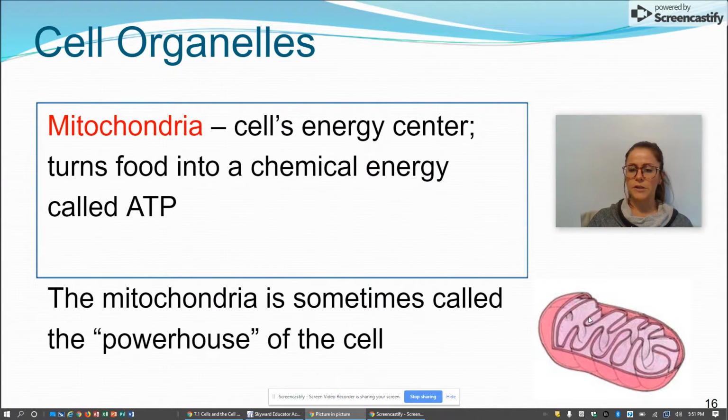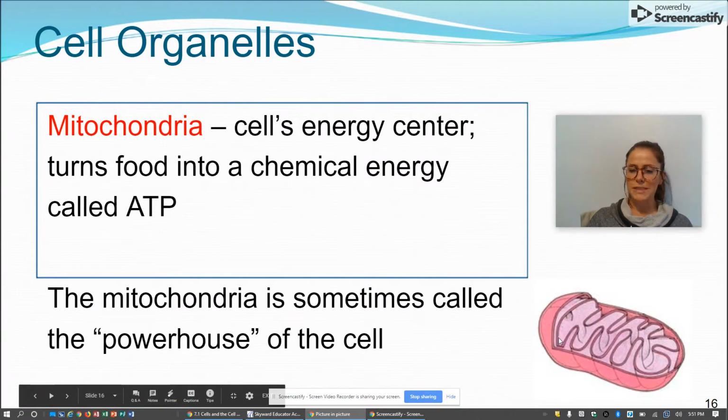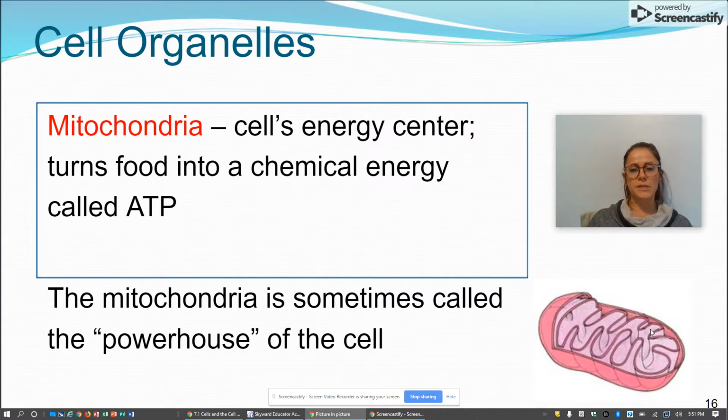Now, a way to tell the difference between a mitochondria and some of the other organelles is that it has these folds inside of it, and we call this the cristae. And these folds are really important because the more folds there are, the larger the surface area, and then the more reactions that can take place. So your mitochondria kind of looks like a little bean with a bunch of folds on the inside.